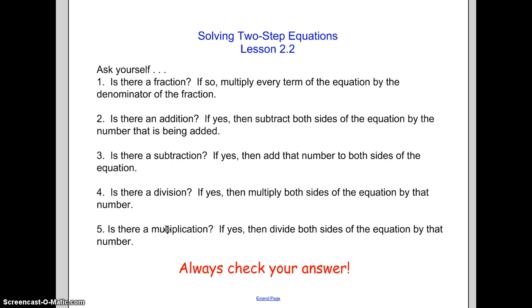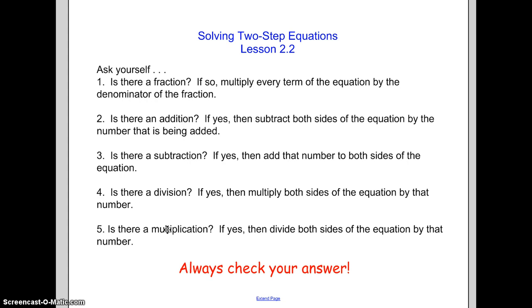In order to solve two-step equations, you need to ask yourself the following questions in this order. First, is there a fraction? If so, we will multiply every term of the equation by the denominator of that fraction. That will get rid of all of the fractions for us. Second, you'll need to ask yourself if there's an addition. If there is, we will subtract both sides of the equation by the number that is being added.